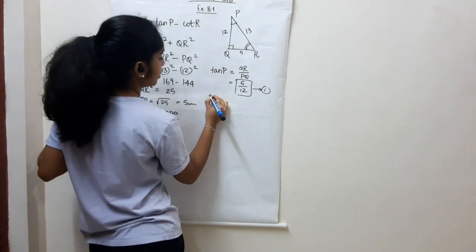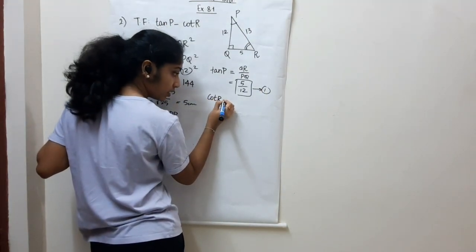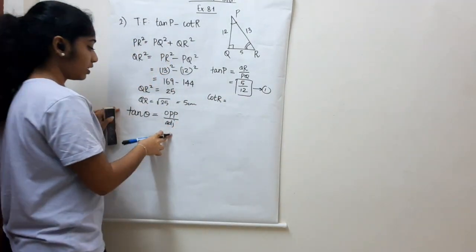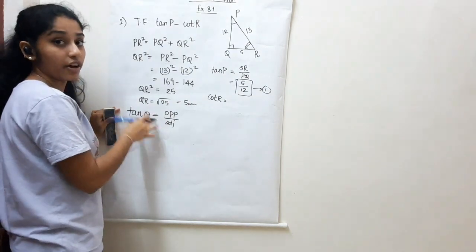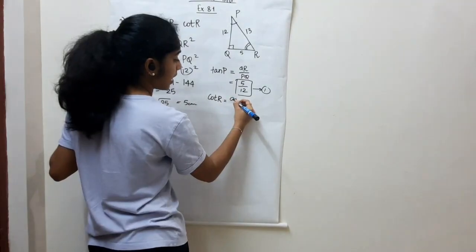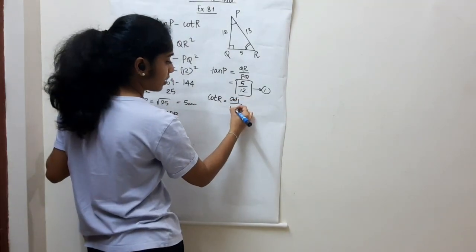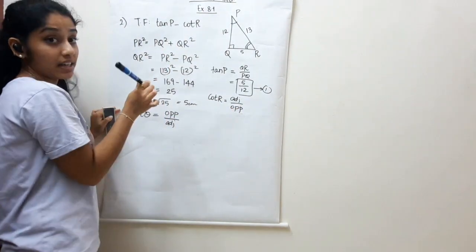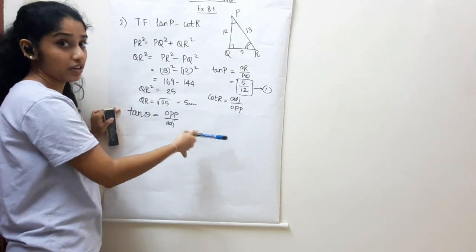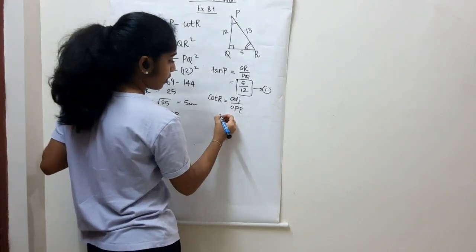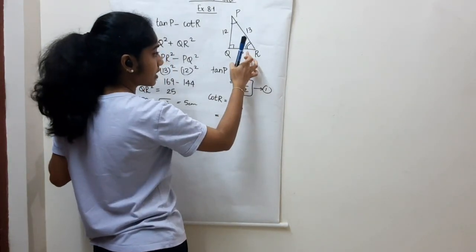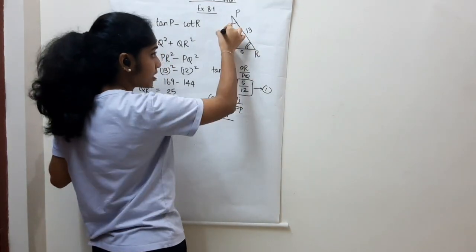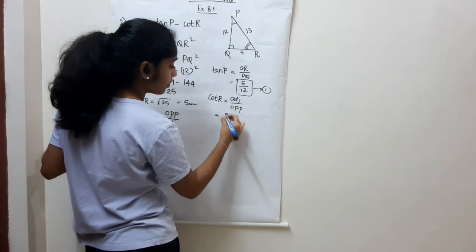Now, cot R, right? For cot, it is the exact inverse of tan. So that will be adjacent by opposite. You have to watch out for the angles they have asked. Just don't inverse this and write it down, that's a major mistake. So you will have adjacent to R is QR, so that is 5 by opposite, that is 12.